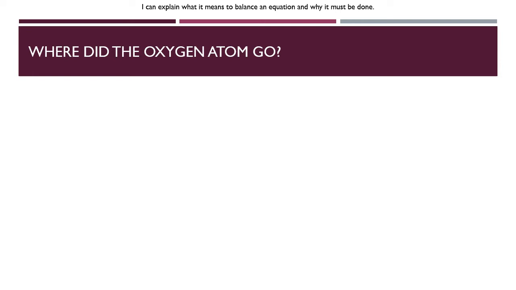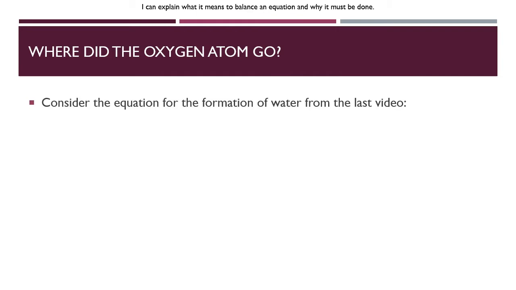I want to start with an example, and eventually we're going to ask this question: where did the oxygen atom go? I want you to consider the equation for the formation of water that we had from the last video. The reaction might have been stated as hydrogen and oxygen react to form water. Notice we have H2 and O2 because both hydrogen and oxygen are diatomic, and those two are reacting to form water, which we know the formula is H2O.